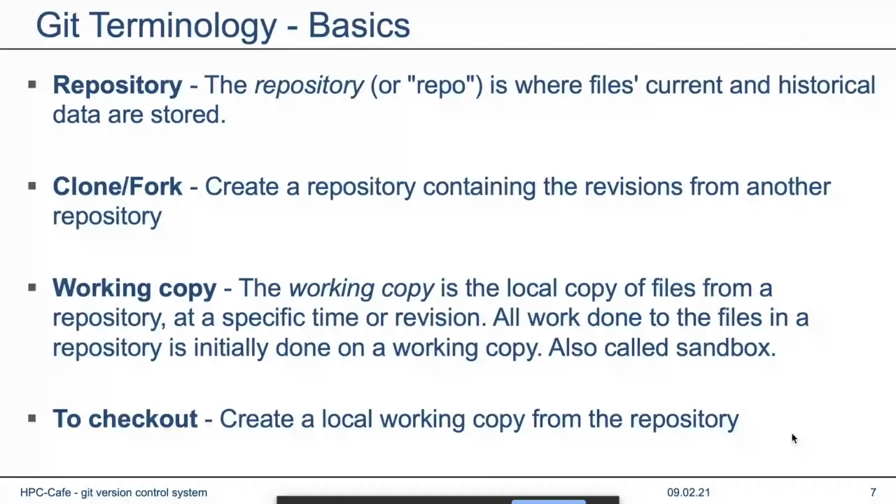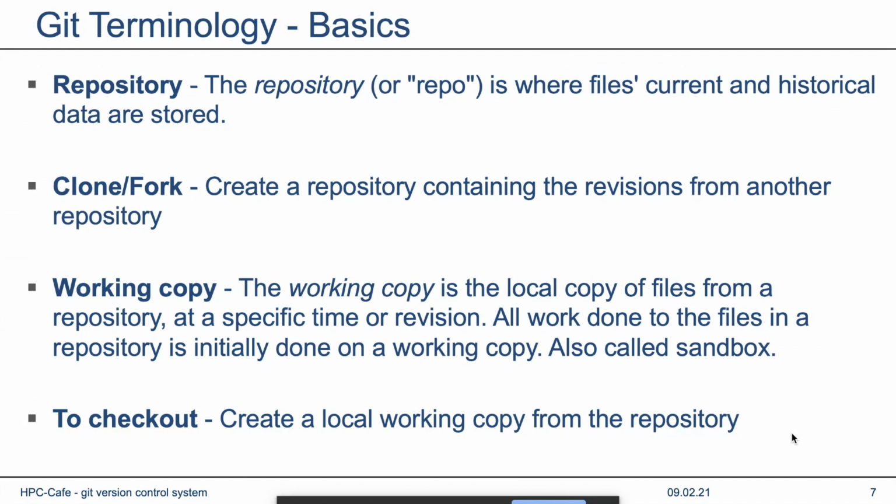Some terminology, not all of this is specific to Git, but some of it is. It's a bit boring, but we need to do this just to be on the same page about what the terms mean. So, some very basic terms. Repository is where files, current and historical data, are stored. And remember, every worker who works on a project has a local repository. So there is nothing like a central repository. You might think so when you use GitHub, but you have the full repository locally on your computer.